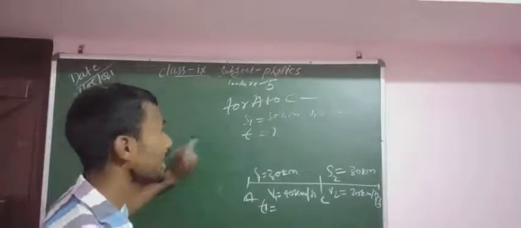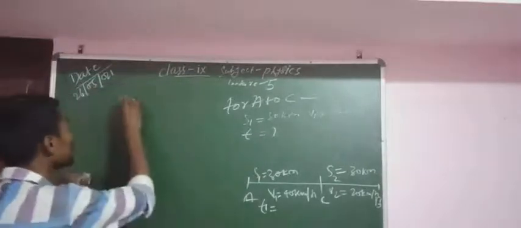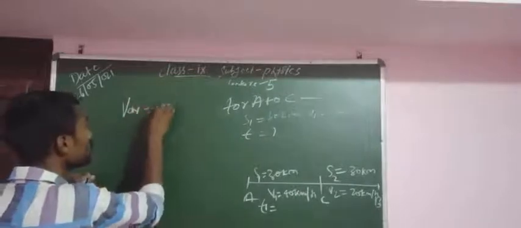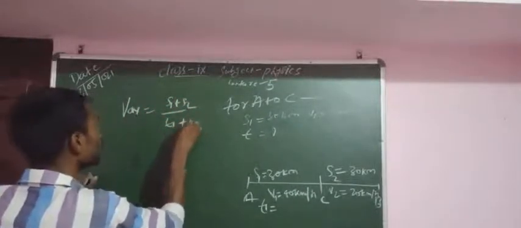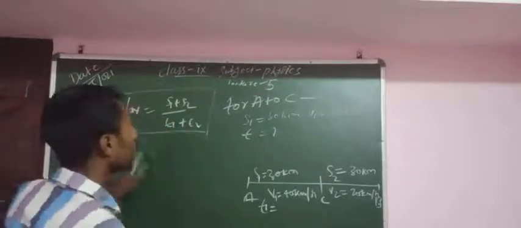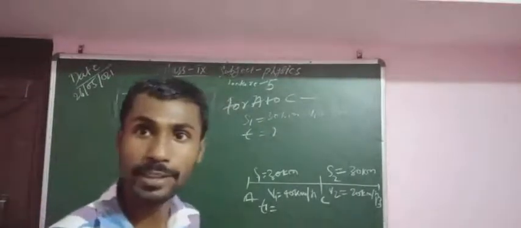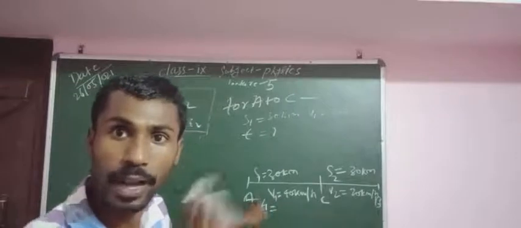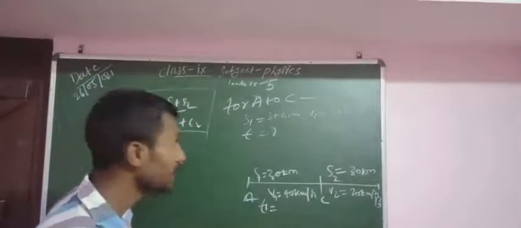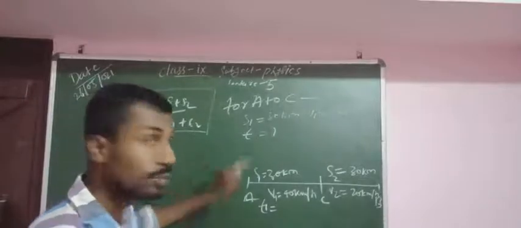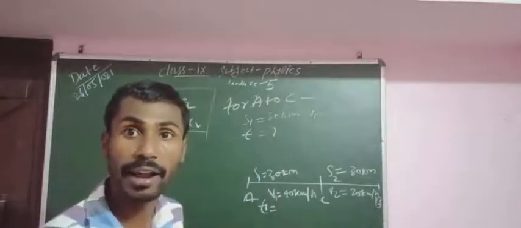The formula is that the average speed v AB equals s1 plus s2 by t1 plus t2. That is the formula of average speed. After that, we should first of all find the time taken.